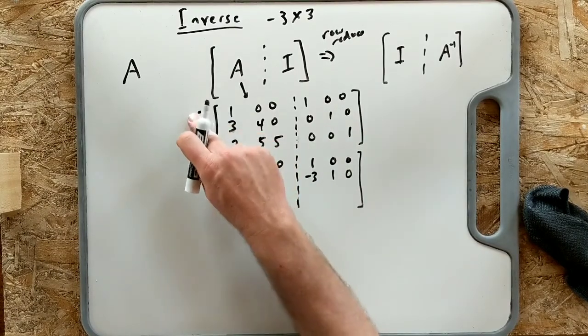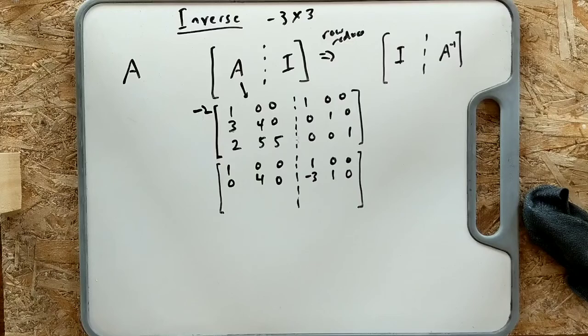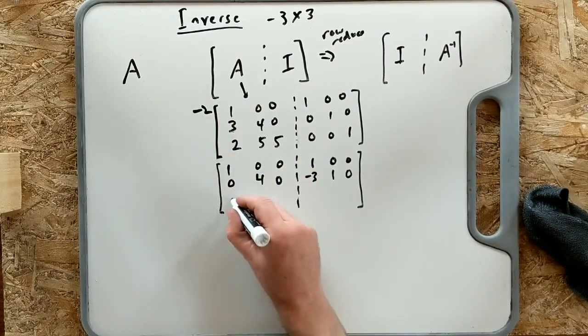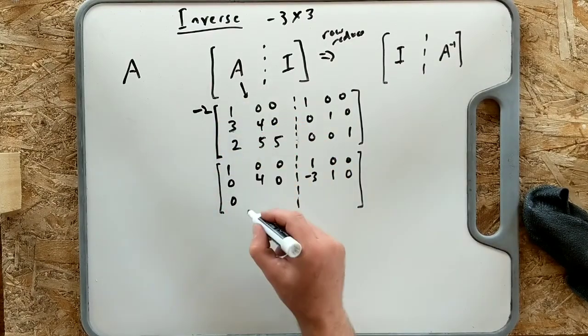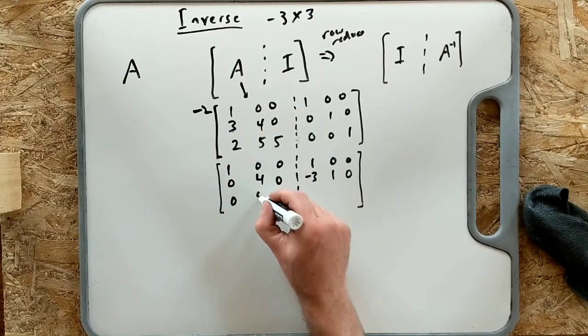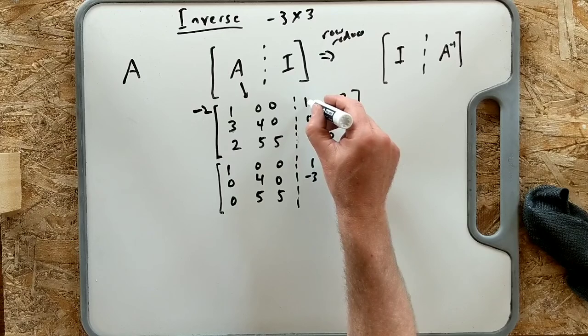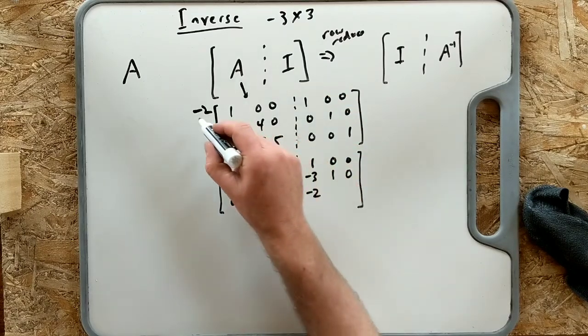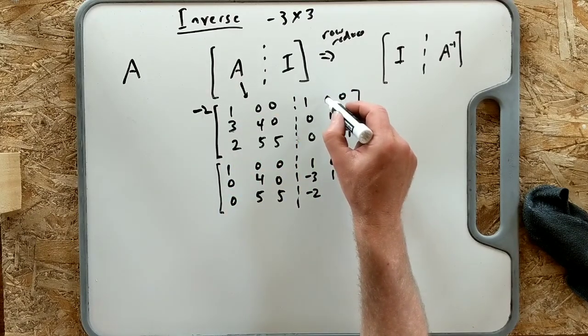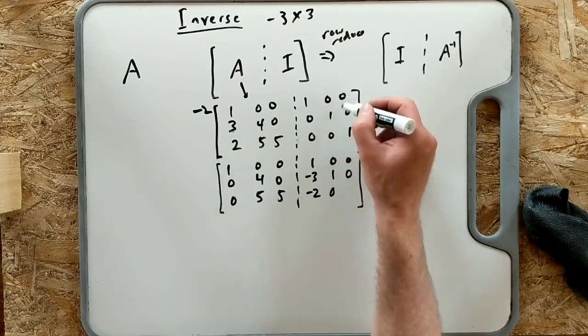Now I'm going to multiply the top one by -2 and repeat that for the bottom row. -2 plus 2 is 0. 0 plus 5 is 5. 0 plus 5 is 5. -2 times 1 is -2, plus 0 is -2. -2 times 0 is 0, plus 0 is 0. -2 times 0 plus 1 is 1.